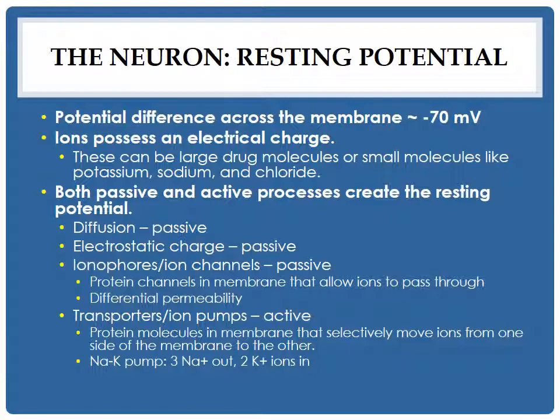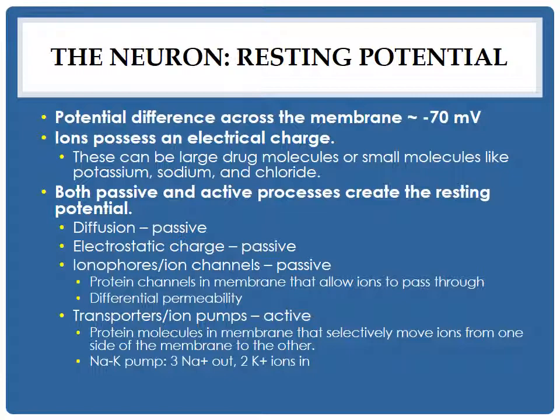So ions, remember from chapter 1, are molecules that have an electrical charge. These can be large drug molecules, or they can also be small molecules like potassium, sodium, and chloride, which are relevant for our discussion here. And then to create that resting potential across the neuron membrane, you can refer to figure 4-2, and there are several different processes that are needed to create this resting potential, both passive and active.